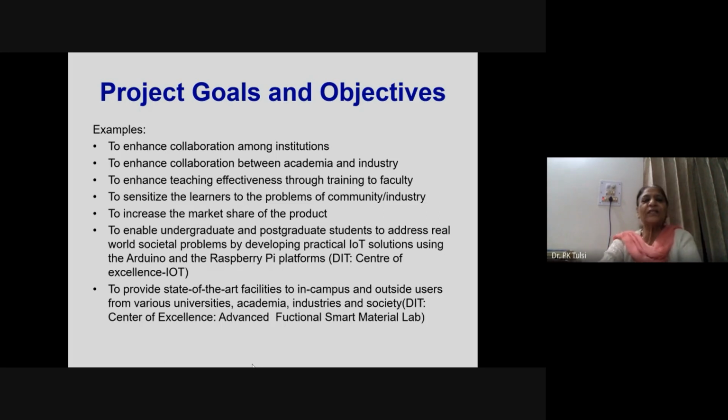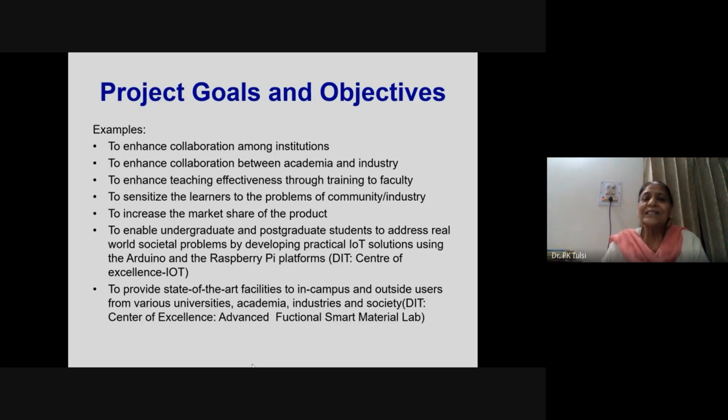The very first one is with respect to collaboration among institutions, because no institution at present is able to meet the ever-changing demands of technology. So if we have 4 to 5 institutions within the same city, can they collaborate? Or if they are in the vicinity, can we collaborate with other institutions too? So how do we enhance collaboration among institutions?